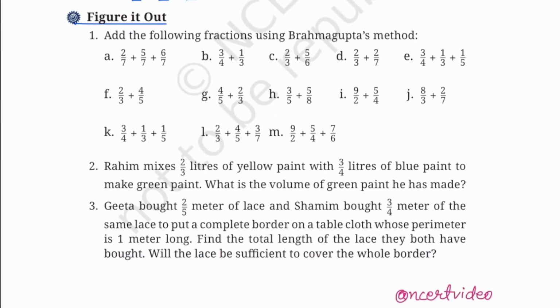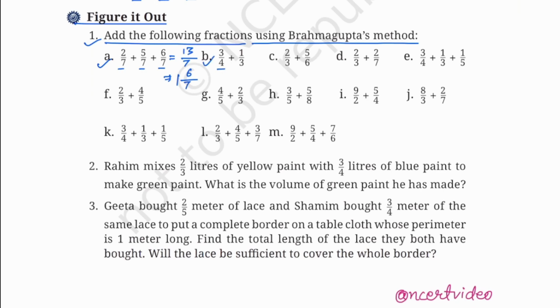Figure it out. 1. Add the following fractions using Brahmagupta's method. A. 2 upon 7, 5 upon 7, 6 upon 7 when added up. Since the denominator is the same, you can add the numerators. 13 upon 7. It can be written as 1 whole 6 upon 7.